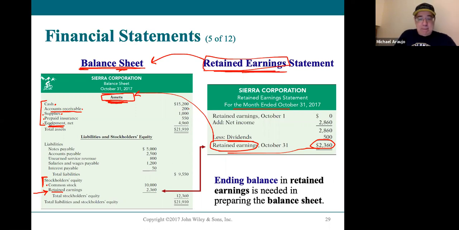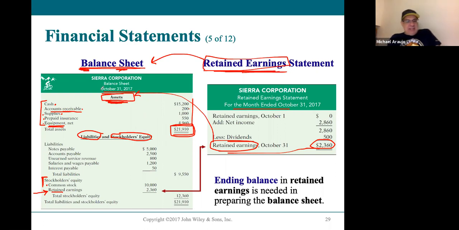Okay, important. All right, total assets are here. That's simply adding all the asset values down. $21,910 of assets for Sierra Corporation on October 31st of 2017. So you know how it works. If you have $21,910 of assets, you've got to have an equal amount of liabilities and stockholders' equity, because that's how it's a balance sheet. And as I told you, that's not BS.